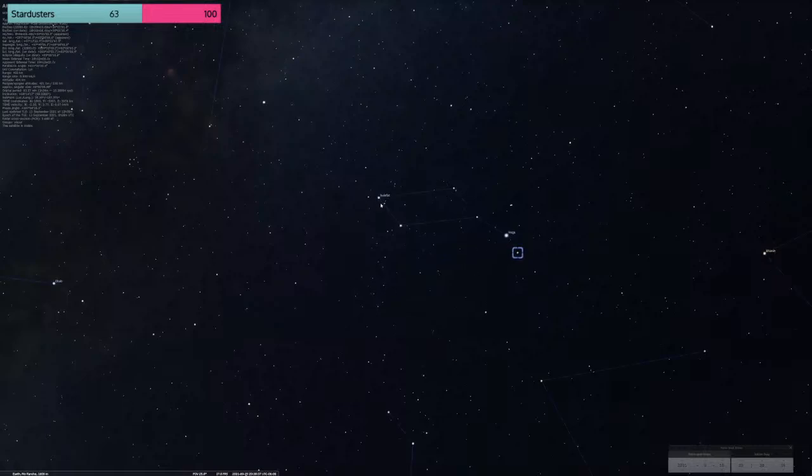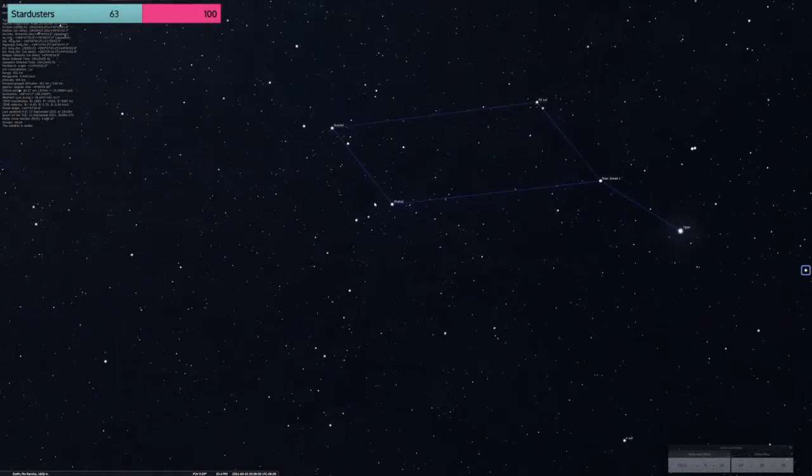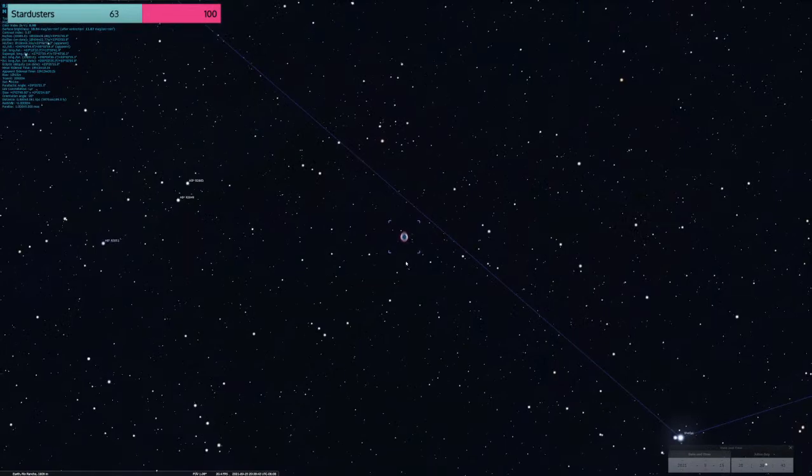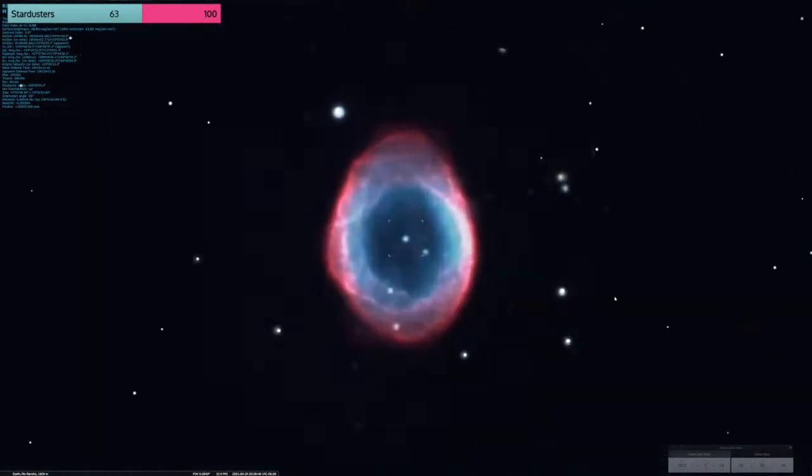If you can connect these last two stars, literally just stop right in the middle of them, and you will notice that there is this little fuzzball. Through a telescope, it literally looks like a little fuzzball. Actually looks like a ghostly eyeball. This is the Ring Nebula, and this is the result of a star that has died.